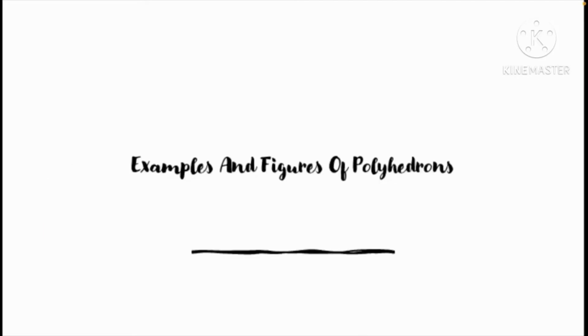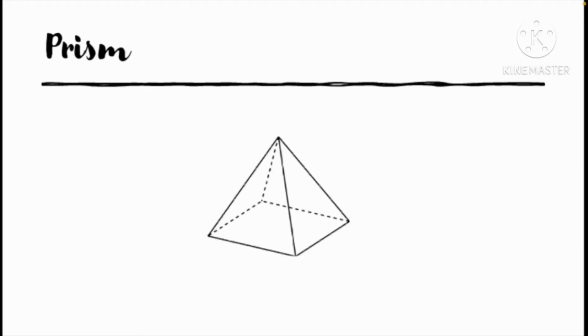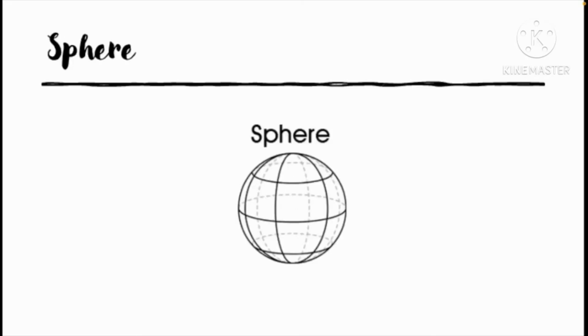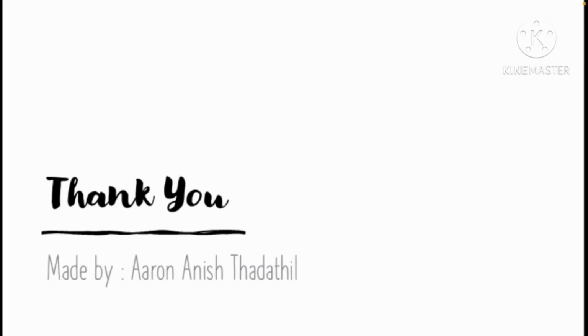Here are a few examples and figures of polyhedrons: a cube and a prism, and a few examples of non-polyhedrons: cone, sphere, and cylinder.